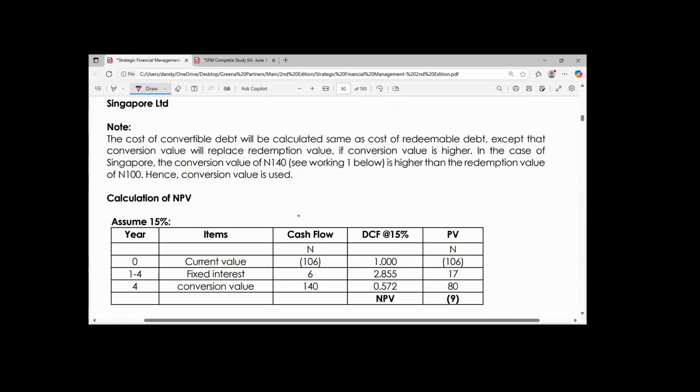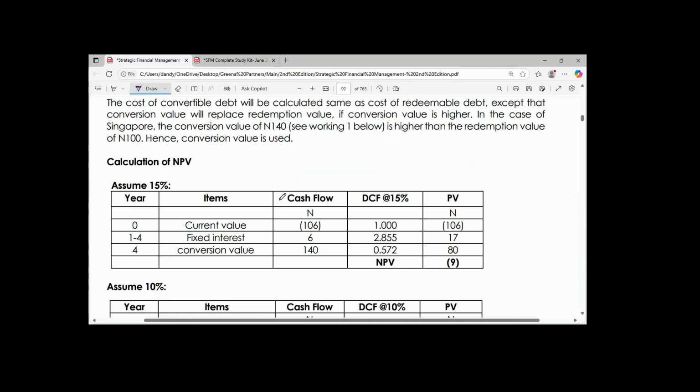Notes. Let's check out what I wrote here. The cost of convertible debt will be calculated the same as the cost of redeemable debt, except that conversion value will replace redemption value if conversion value is higher. In the case of Singapore, the conversion value of 140 naira is higher than the redemption value of 100. Before you begin to solve, you need to do your working for conversion value. You then compare with the redemption value. Whichever of the two is higher is what you are going to select.